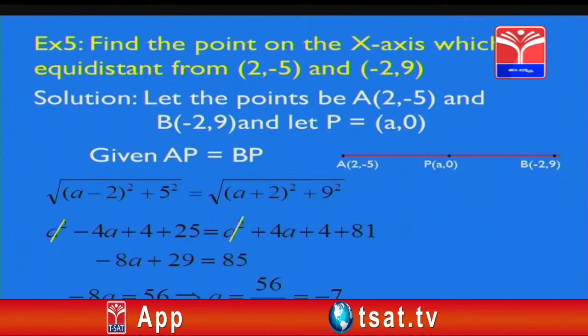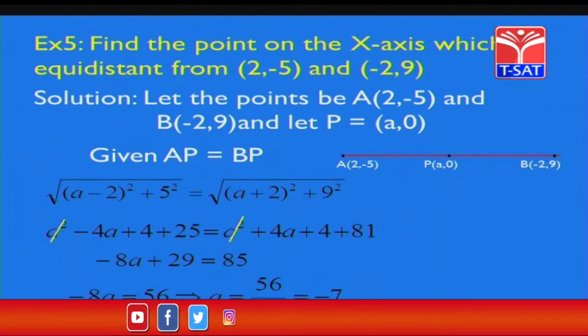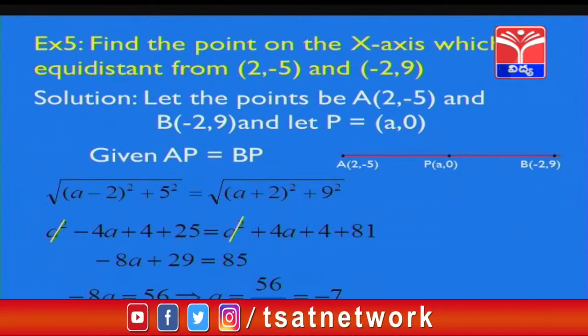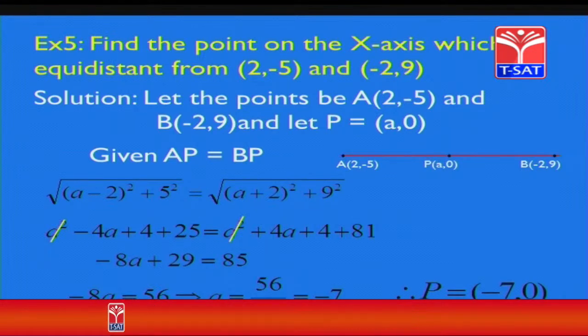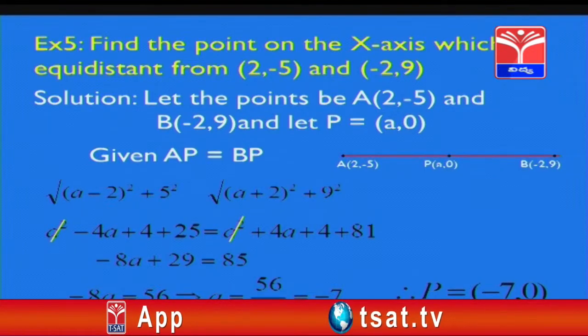We are left with minus 8a plus 29, which is equal to 85. So, when I transpose the constant 29 to the other side, I get minus 8a is equal to 56, which implies a is equal to 56 by minus 8, which is equal to minus 7. So, my required point P is (minus 7, 0). Okay, children, we will move on to the next example.